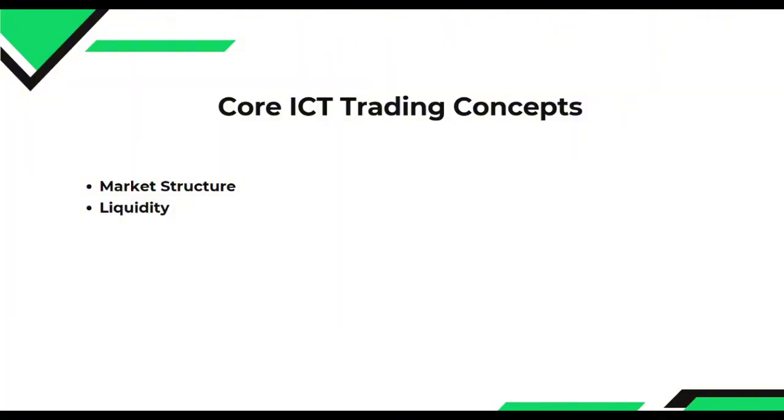Number two, we have liquidity. Now, liquidity in ICT concepts means stop loss zones. Smart money pushes price into areas with clusters of stops to fuel their real trades. And there are two types of liquidity. We have the buy side liquidity, which is usually above old highs, and we have the sell side liquidity, which is usually below old lows.